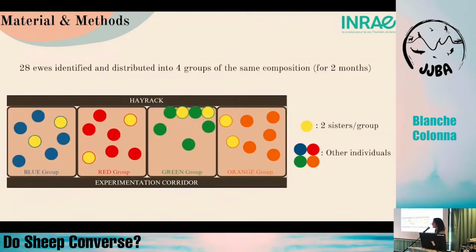Yeah. So there are the 2 sisters. There are 4 individuals that are not linked, and there are the 2 sisters. All the others are not linked, and there is also one older ewe, which is like 4 years older than the others, and the others are like 1 year old. Okay. And so between the ewes that are sisters, it's the same age also. Born the same moment. Okay.